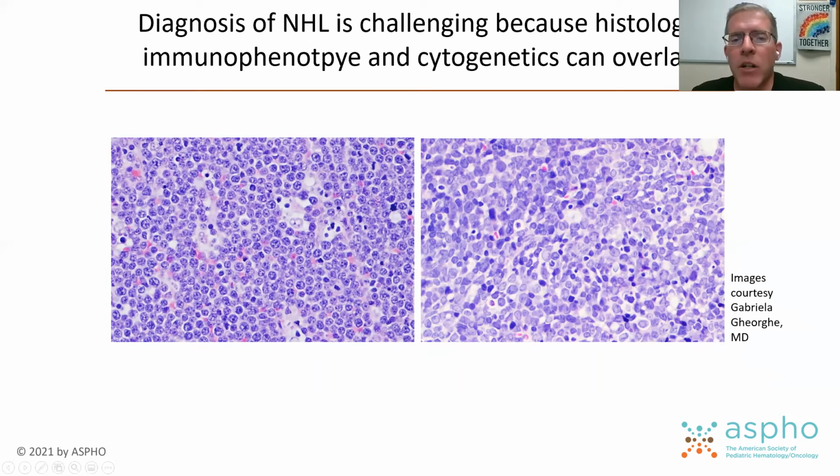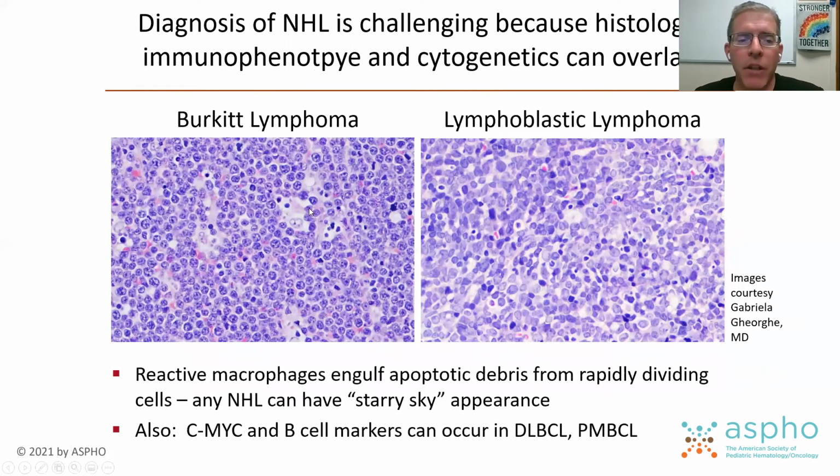The diagnosis of non-Hodgkin lymphoma is challenging because the histology, immunophenotype, and cytogenetics overlap. Here you see 2 examples of starry sky. On the left, it's Burkitt lymphoma. On the right, it's lymphoblastic lymphoma. The stars in the sky are just reactive macrophages engulfing apoptotic debris from rapidly dividing cells. So technically, any NHL can have a starry sky appearance.